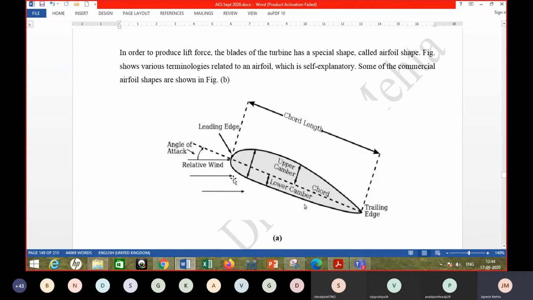And the chord length. Now this is the relative wind shown, right? The velocity triangle and the force polygon, etc. will be shown in the later figures. So the wind which is striking the blade, let's say the relative wind, because the wind is having a particular direction and velocity, as well as the blade is also rotating. So we are talking about the relative wind.